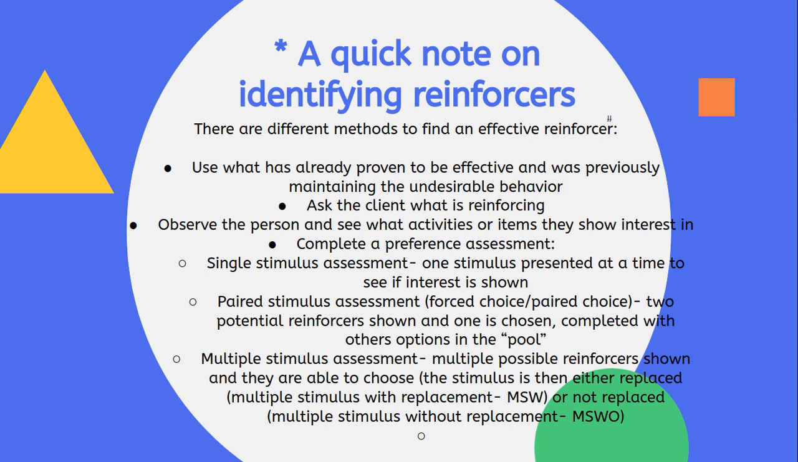Then there's a multiple stimulus assessment. This is when multiple possible reinforcers are shown at the same time, and the individual is able to choose which one is most reinforcing. And then this can go one of two ways. The stimulus can either be replaced into the pool, and this is known as multiple stimulus with replacement, or it is removed from the pool and not replaced, and this is known as multiple stimulus without replacement, or MSWO.